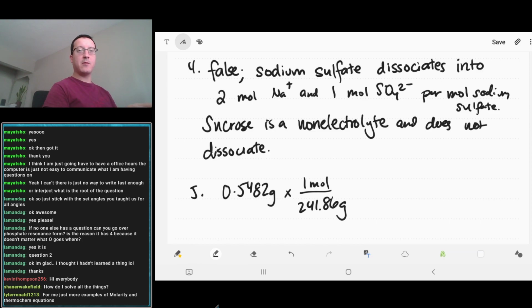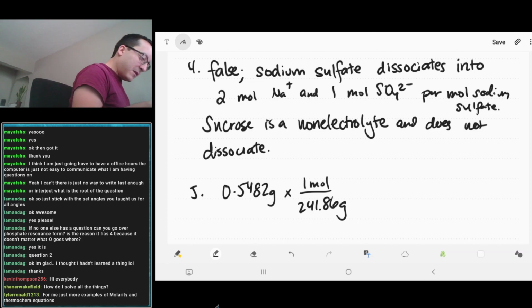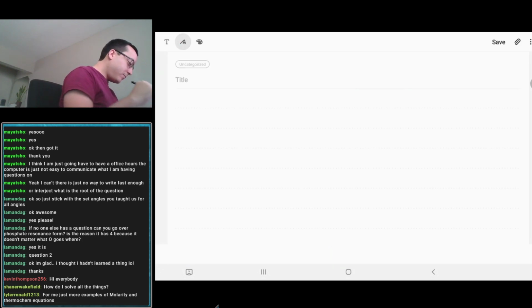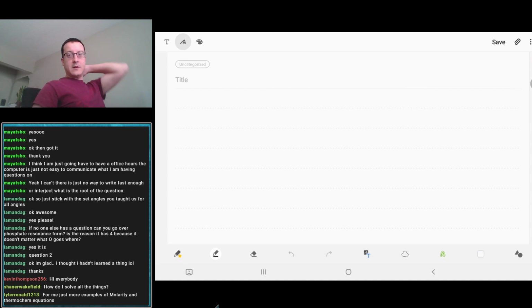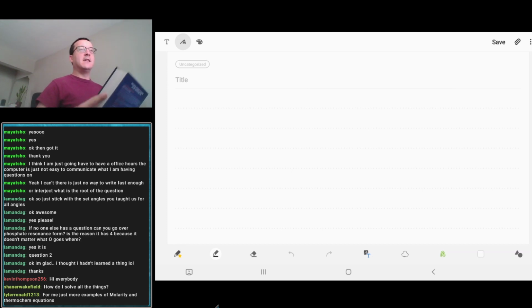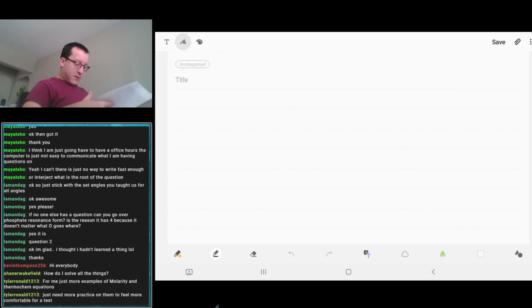Molarity and thermochem equations. All right, nice and vague. Okay, so let me go and make a new one. Examples of molarity and thermochem equations. All right, let's find a book. Not our chemistry textbook, but another one I happen to have. Let's see if we can find something in here that will work out nicely.